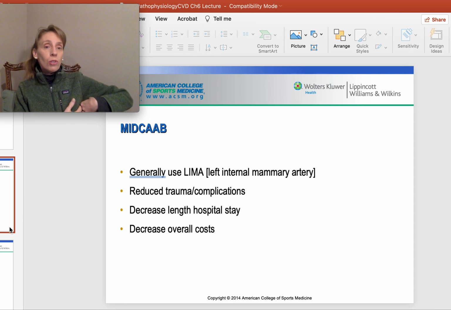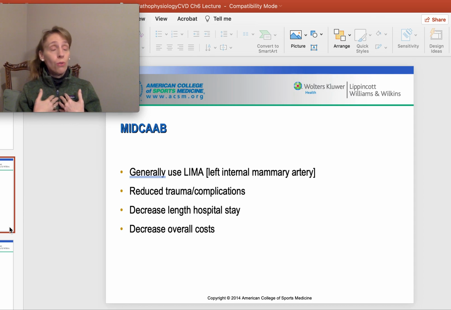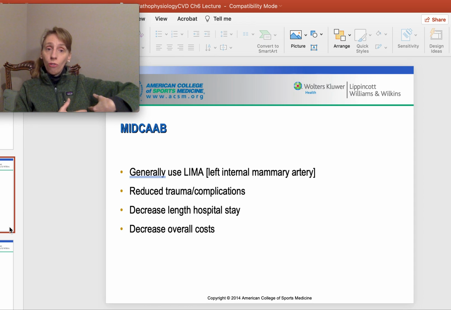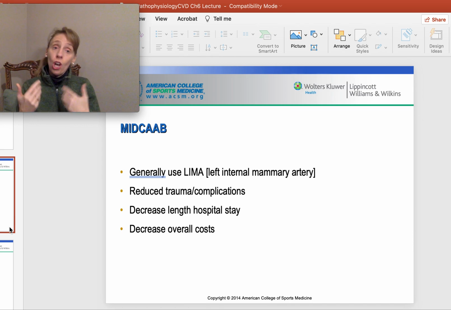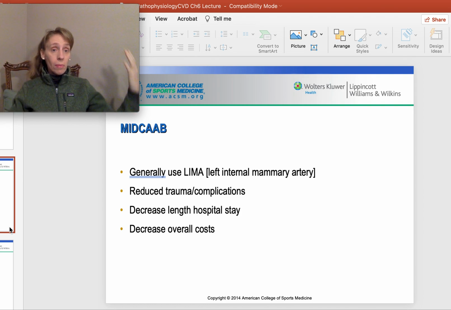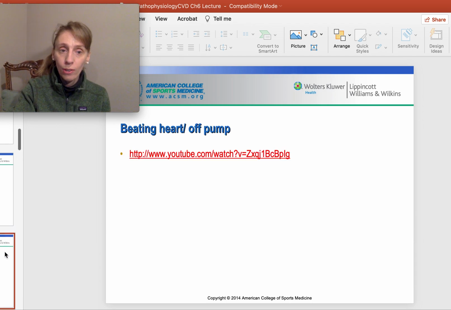So anyways, mid-cab. Mid-cab is when they're able to go in through the side. A candidate for a mid-cab, meaning they don't have to go all the way through that sternum, would be somebody who has a blockage over on the left side, and they're usually going to use the left internal mammary artery to fix it. So they only need to get a small access into the heart to bypass the blockage and attach the left internal mammary artery. If you're not cracking open the whole sternum and doing the full operation, obviously the risk, the complications, and the cost are lower, and the turnaround back to work is going to be a lot quicker.